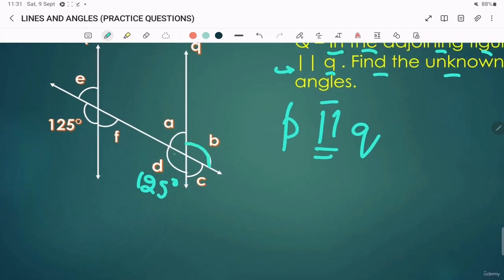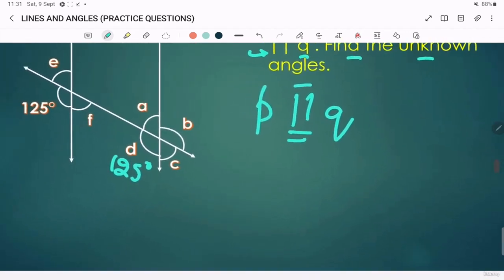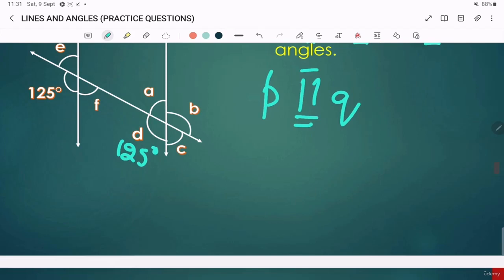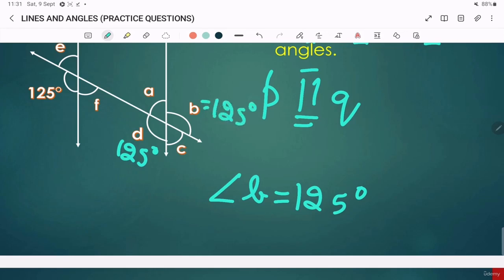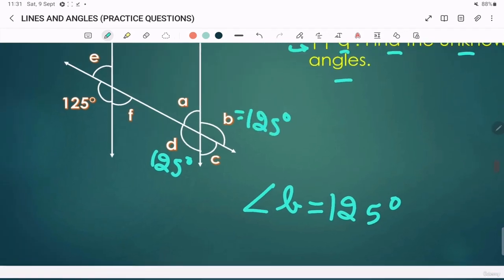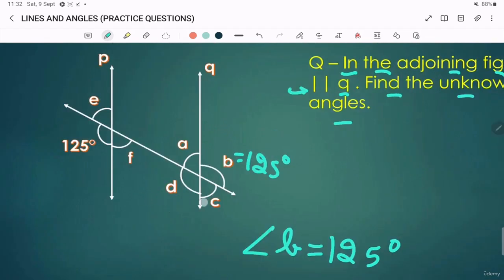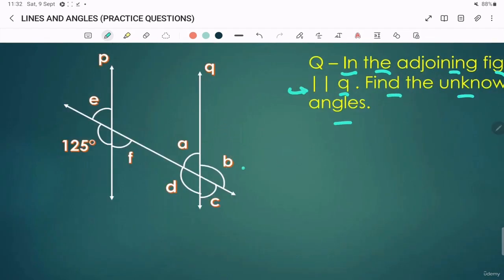And angle B is vertically opposite to angle D. This is angle D and this is angle B. Both are vertically opposite angles. And both vertically opposite angles are equal. So angle B is equal to angle D. Angle D is 125 degrees. Therefore angle B is also 125 degrees. So this angle is also 125 degrees. D and B are 125 degrees.